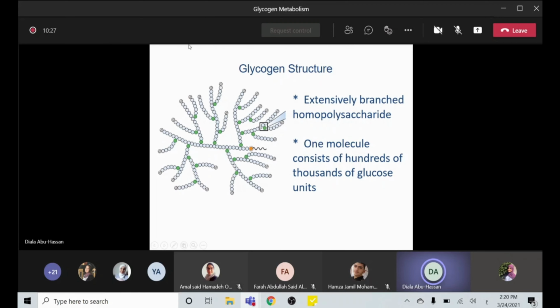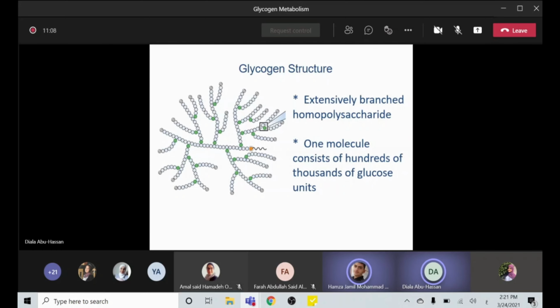The ends, the pinkish balls, represent the non-reducing ends, and they are non-reducing because, does anyone remember why? Why they're considered non-reducing and not reducing? Anybody? Yes, because the anomeric carbon is occupied.